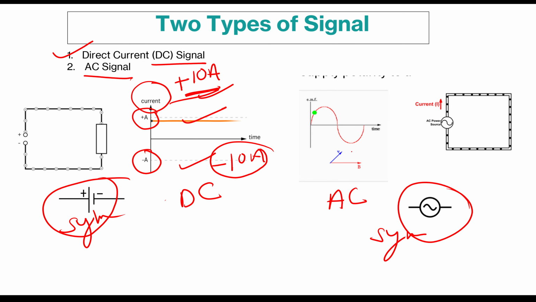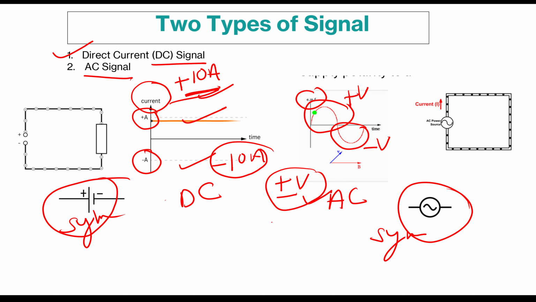Now on the right hand side is the AC signal, in this picture. On the y-axis is the EMF voltage, and here the voltage is going positive, and on this side the voltage is going negative. So at the same time, the voltage is positive and negative; both are possible in the AC signal.